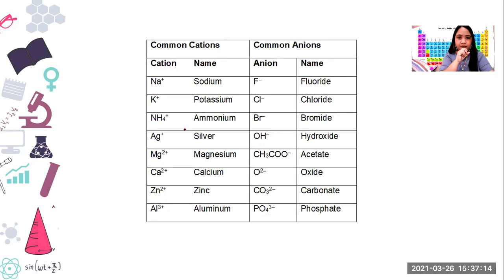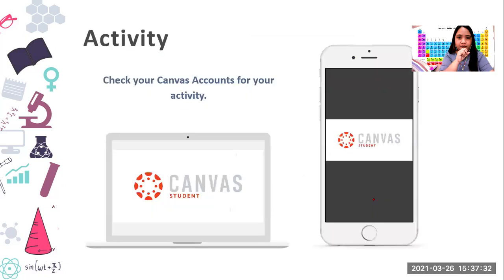For common cations, you have this. And for common anions, you have this. As you can see here, oxide. And when carbon is attached to oxygen, that becomes a carbonate. Phosphorus attached to oxygen, that's a phosphate. So that's it for this one.